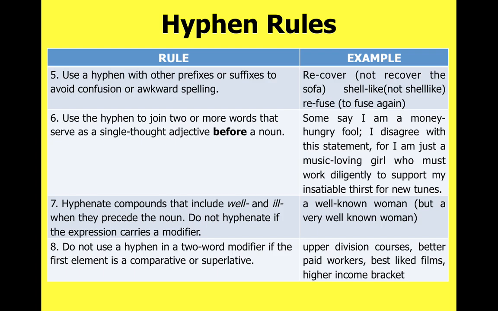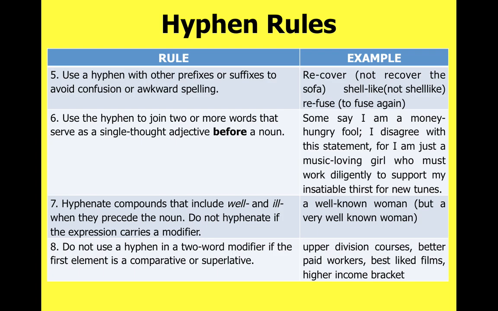Rule number 7, hyphenate compounds that include well and ill when they precede the noun. Do not hyphenate if the expression carries a modifier. Okay, so you might say a well-known woman. So because it has well, you're going to use that hyphen before you get to the next adjective, known. But if you have a modifier in there, an additional adjective like very, you do not hyphenate it. Very well-known woman.